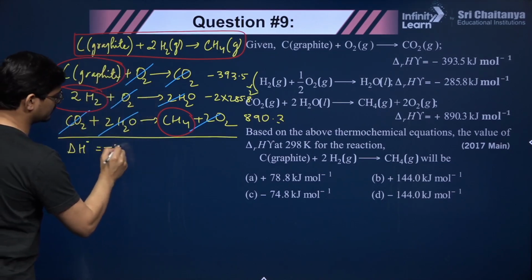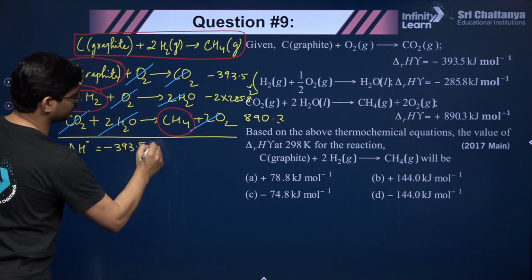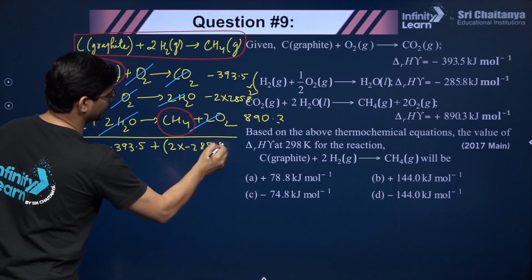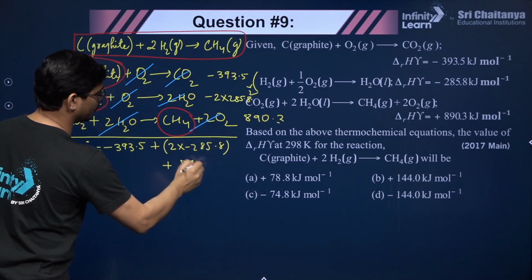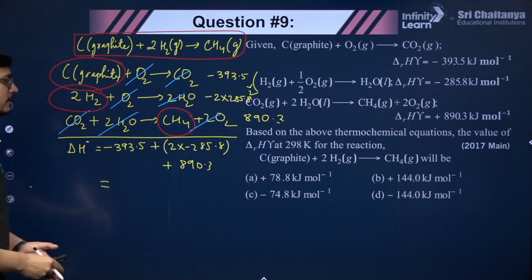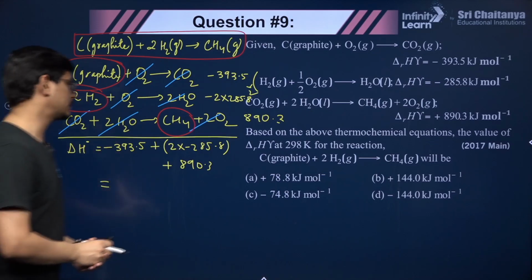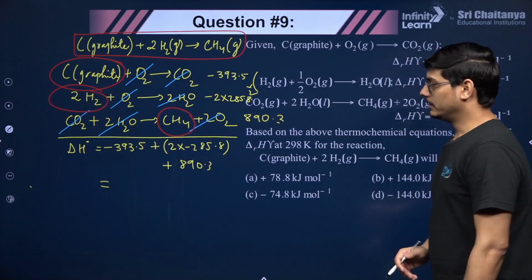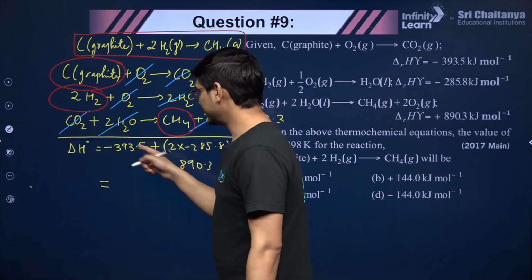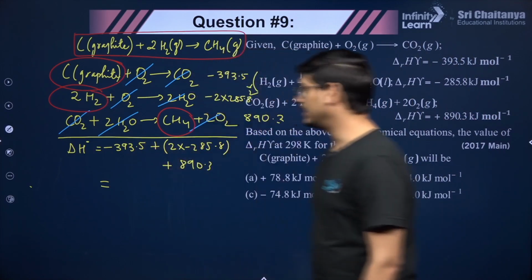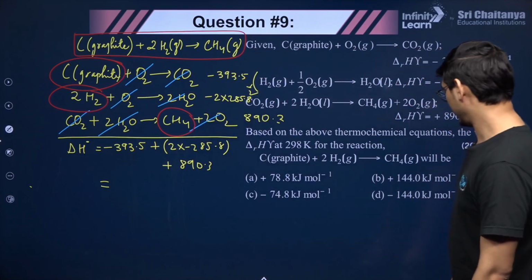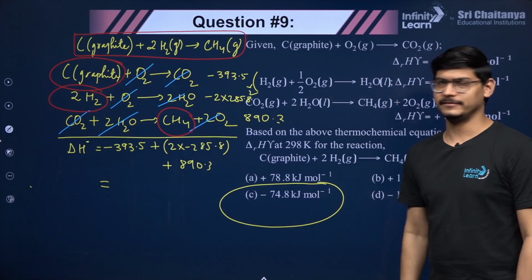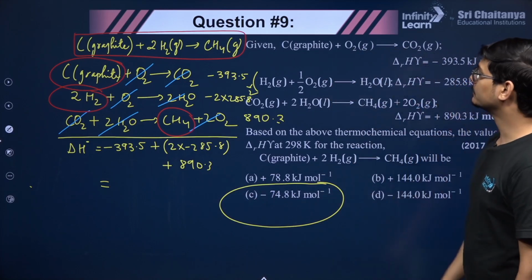So this is minus 393.5 plus 2 multiplied by minus 285.8 and then plus 890.3. Is that clear? So now I think you can solve this. It will be a little bit of negative answer, not very much. So I think that will be the correct answer. You can solve it, right? Option C will be the correct answer, minus 74.8 kilojoule per mole, right?